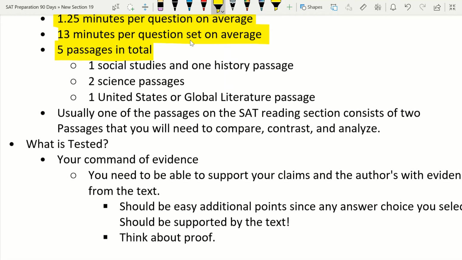So you got 5 passages in total. You're going to have 1 social studies passage most of the time and 1 history passage most of the time, 2 science passages, and then 1 United States or global literature passage.